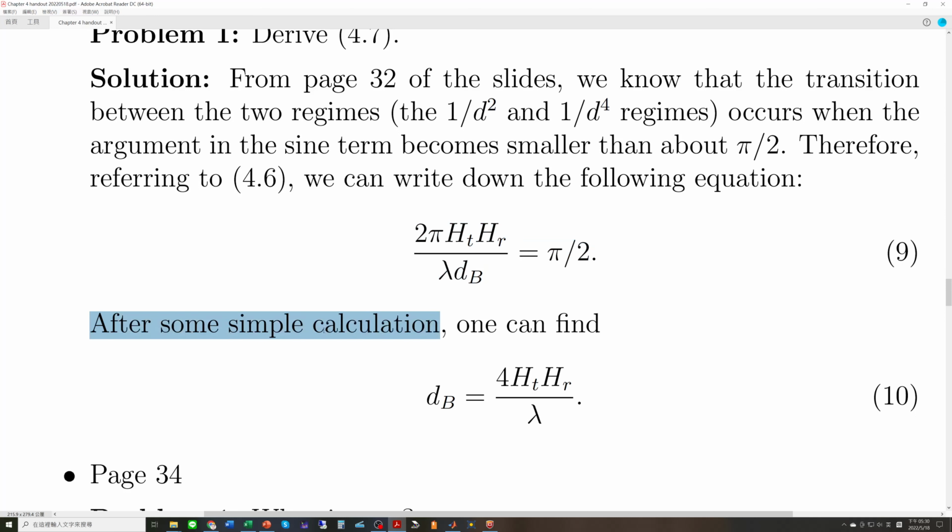After some simple calculation, one can find dB is equal to 4 HT HR over lambda. Because here is a pi, we can cancel these two pi's, and we move dB to the right hand side of the equation, and move the 2 to the left hand side of the equation, and reverse the sides of this equation. Then we have dB is equal to 4 HT HR over lambda.